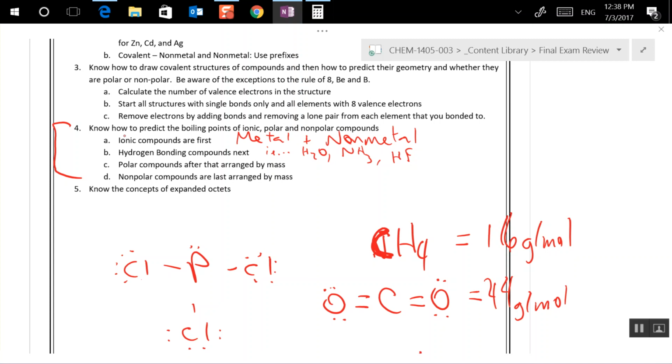Yes? If hydrogen bonding is before polar compounds, how come CH4 doesn't count? CH4 does not hydrogen bond. What are the 3 elements that hydrogen bond? Oxygen, nitrogen, and fluorine. Those 3. Nitrogen, oxygen, and fluorine. That's it. Carbon does not hydrogen bond. Carbon does not have a high enough electronegativity. And in fact, carbon and hydrogen's electronegativities are very similar, hardly different at all. So they end up being very close to nonpolar when they're bound.